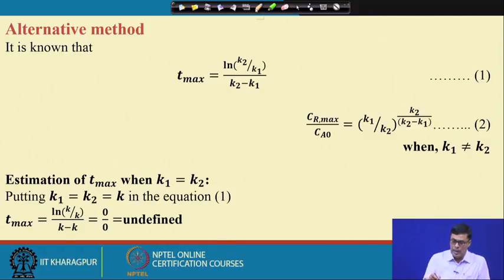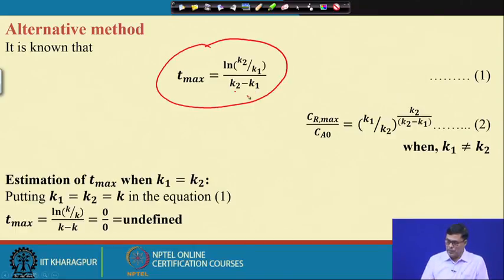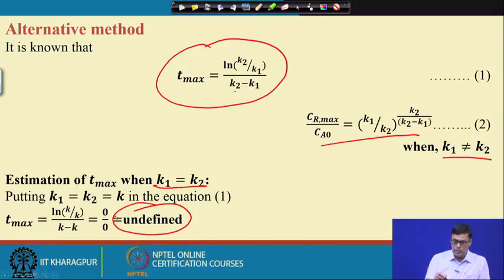Now, we shall have to go back to our earlier derived equation, where we have shown that T max equals ln(k2/k1) divided by (k2 minus k1). This is valid when k1 is not equal to k2. Now, when k1 is equal to k2, then the numerator will be 0, because ln 1 equals 0, and k minus k equals 0. So, it is undefined, 0 by 0 is undefined.